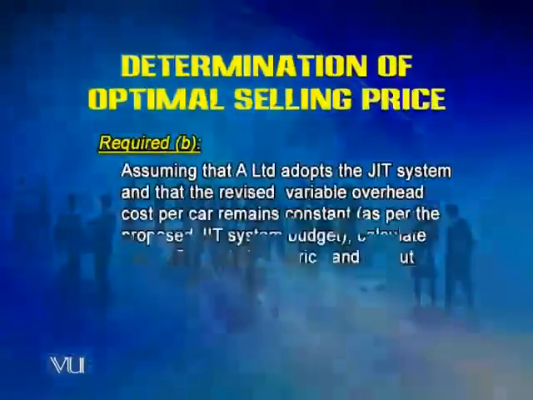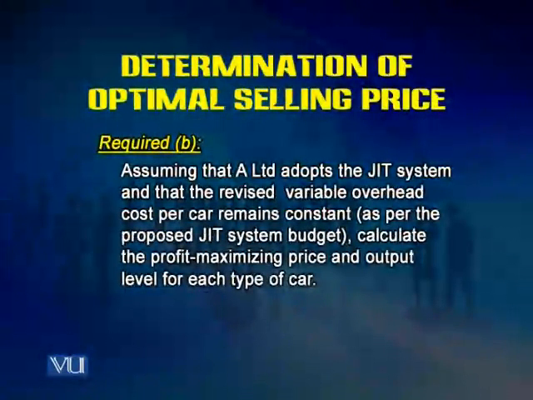We have been shown for the three cars what would be the demand at various different prices, as has been explained. Required: assuming that A adopts the JIT system and that the revised variable overhead cost per car remains constant as per the proposed JIT system budget, calculate the profit maximizing price and output level for each type of car. Profit maximizing price. This is the requirement, the optimal price. And we said the optimal price will be where contribution is the highest.